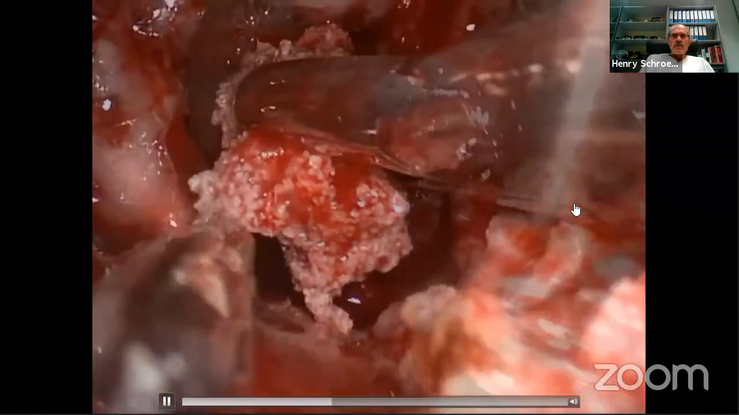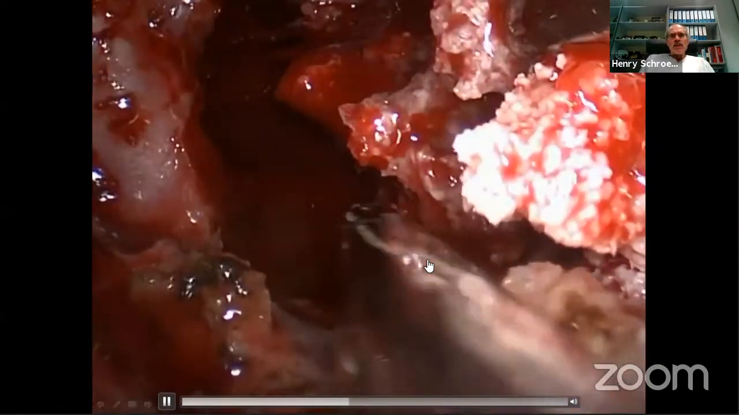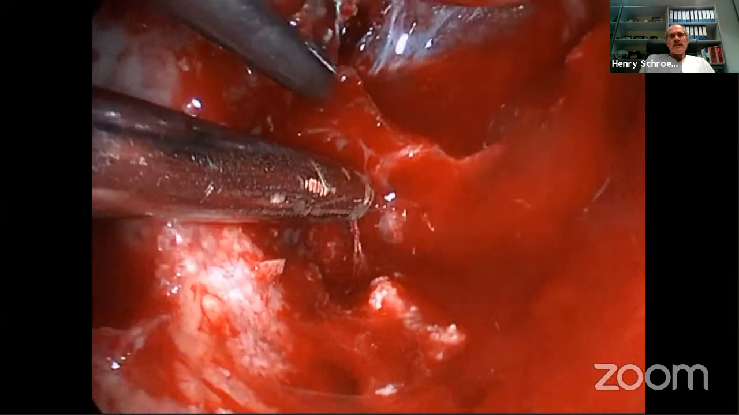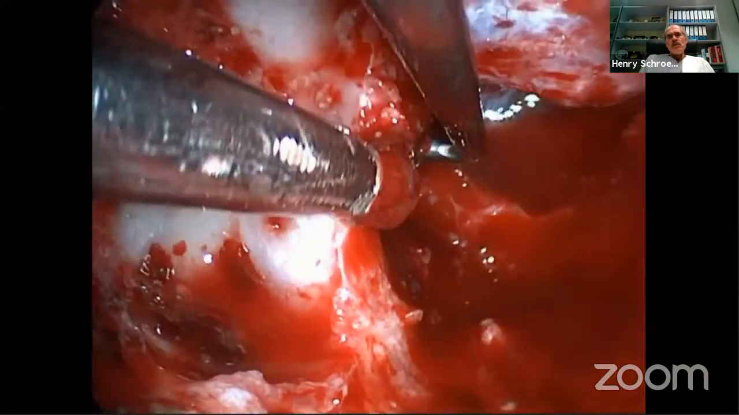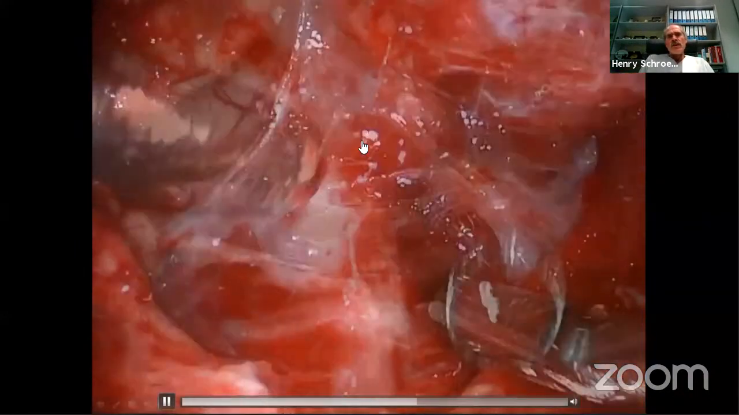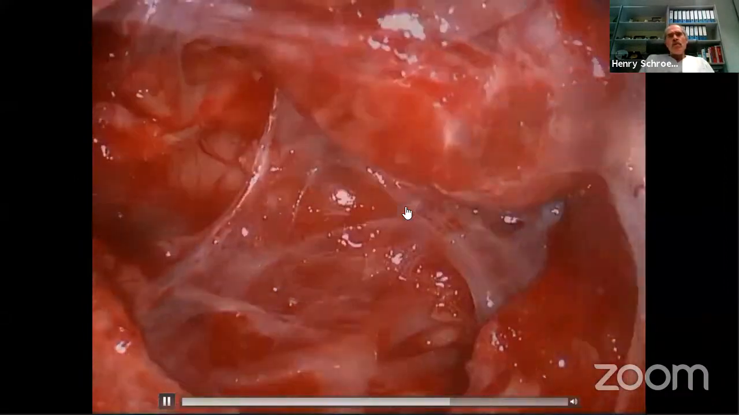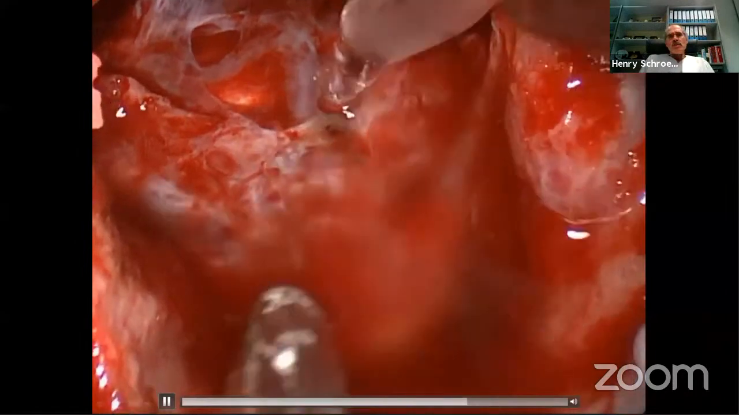So the posterior clinoid is removed, and you see the big dural defect remains. And this has to be closed. Some soft tissue behind the carotid is removed. You see the basilar apex here. So it's a big hole. We have no flap. So what can we do?